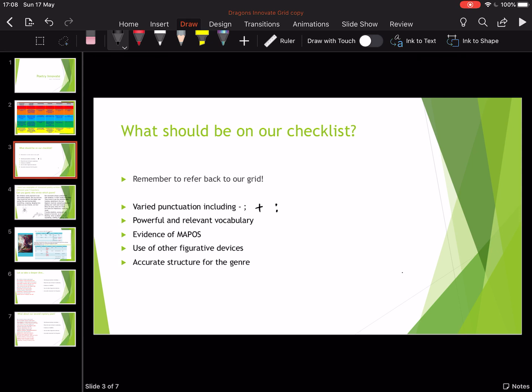Powerful and relevant vocabulary. So the relevant here is the one I really want to stress. In your innovative poems, you're going to be able to choose any animal you would like to base it on, but you've got to make sure your vocabulary matches. So if you've chosen a lion, oh, your lion can't be swimming around the savannah or things like that. So you've got to make sure that it's linked to your ideas.